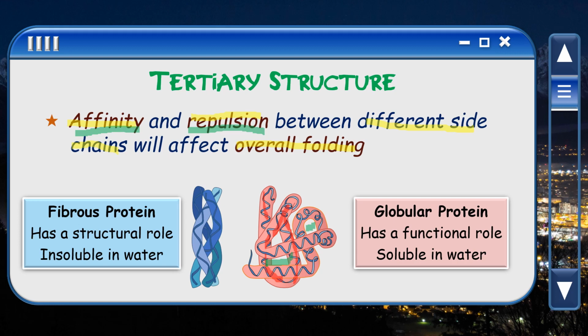So this attraction and repulsion is the one which is going to determine the overall folding of the structure, depending on the different side chains, how they are interacting with those ones next to them. They can be repulsive or they can have affinity for each other.